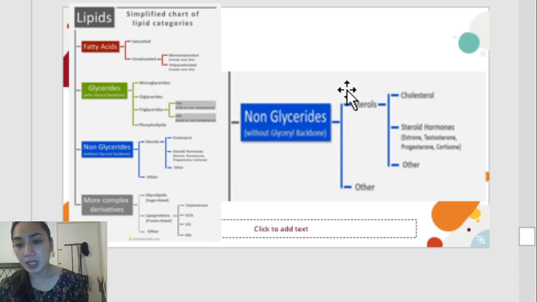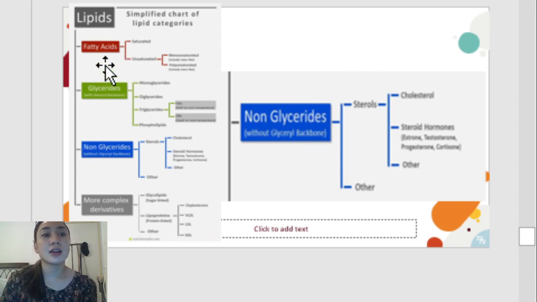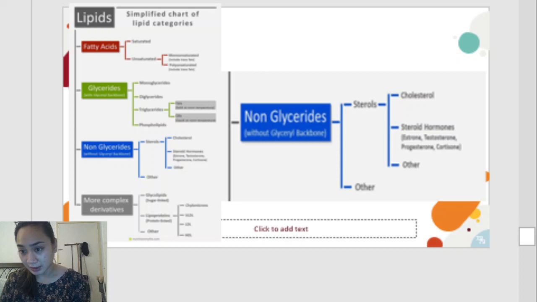So, next we have non-glycerides. So, tapos na tayo sa red and sa green. We have blue. Non-glycerides, so we have two. We have sterols and others. So, sa sterols natin, we have cholesterol, steroid hormones, ito yung mga estrogen, testosterone, progesterone, and etc.